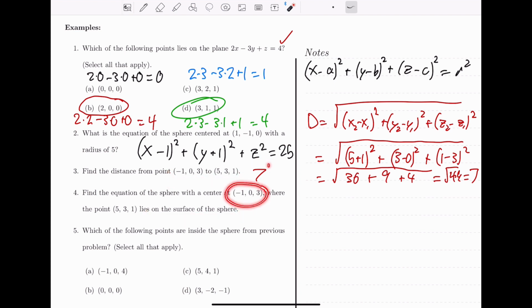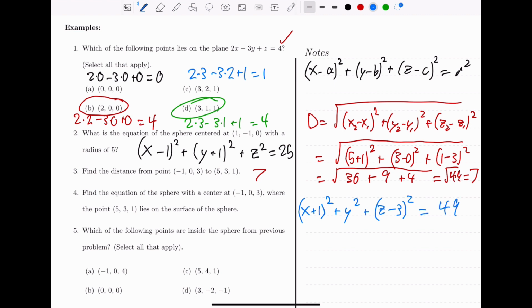Since we have a center and a radius, we can write down the formula just like we did for example 2. So let's write this down. We have x minus -1, that'd be x plus 1 squared, plus y minus 0 squared, plus z minus 3 squared. That equals the radius squared. Radius is 7, so that equals 49. We know that the radius of the sphere must be 7 because the distance between the center and a point that's on the surface of the sphere is 7.